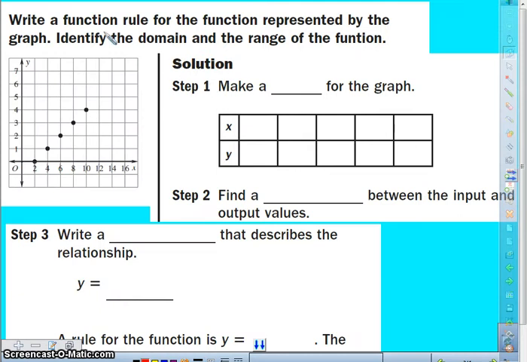Write a function rule for the function represented by the graph, and identify the domain and range of the function. We're going to again make a table for the graph and put in these points. This point right here is (2, 0). The next one is (4, 1), then (6, 2), then (8, 3), and lastly (10, 4).